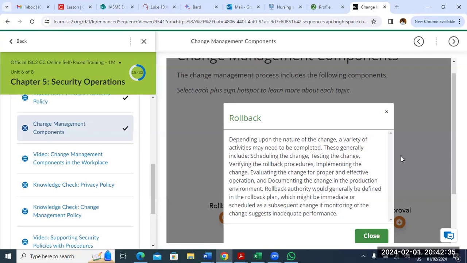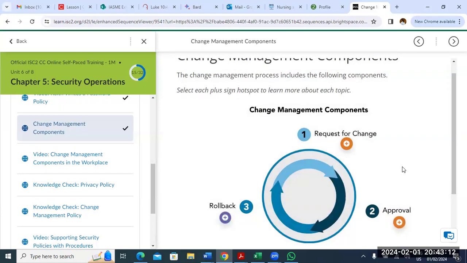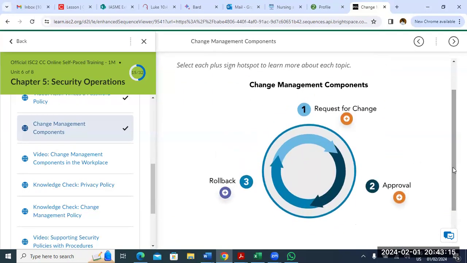Rollback authority will generally be defined in a rollback plan, which might be immediate or scheduled as a subsequent change if monitoring of the change suggests inadequate performance. It might not be immediately after it was deployed that you start noticing anything, but at least if anything happens along the line, can we go back to our initial state? So the rollback plan is also one of the factors that must be considered while a document is being pushed for, maybe when there is a need for change in the system, the configuration, the upgrade, and some other things.